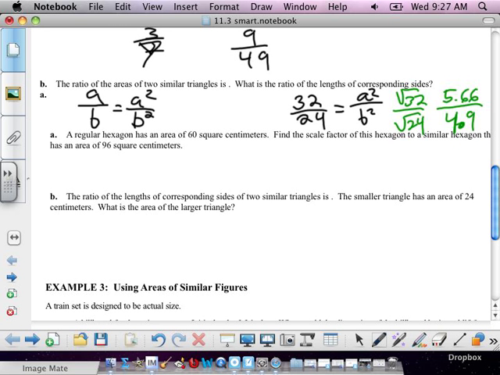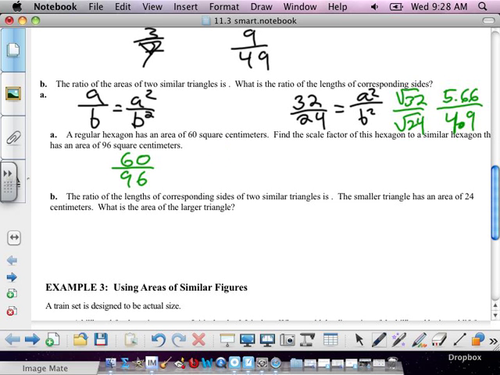We've got a regular hexagon that has an area of 60 square centimeters. We want to find the scale factor of this hexagon, which is similar to a hexagon with an area of 96 square centimeters. So if we've got 60 over 96, those are both the areas. What does it want me to do, basically? It wants you to find the scale factor, so that means it wants you to reduce. That's all it's asking. So the first thing I see is what number could go in there evenly? 12. 6. Okay, 6 goes into both evenly, yes.